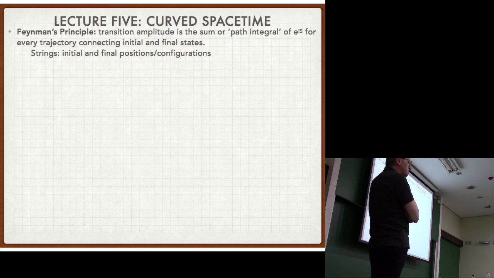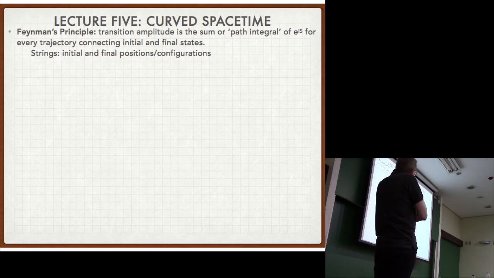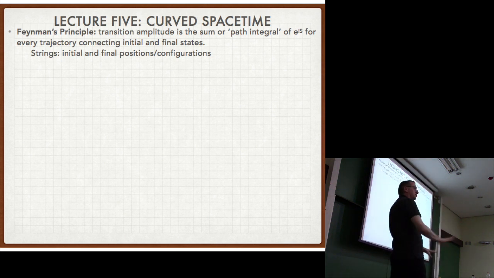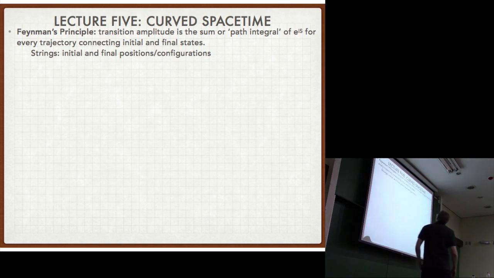For each classical path between the initial state and the final state, you associate a value, not of the action, but e to the i times the action. And there's an h bar equals 1 in this formula as well. Okay? And add them all up. That will give you the amplitude. So if you want the probability, you have to square that sum. Not the sum of squares, but the square of the sum.